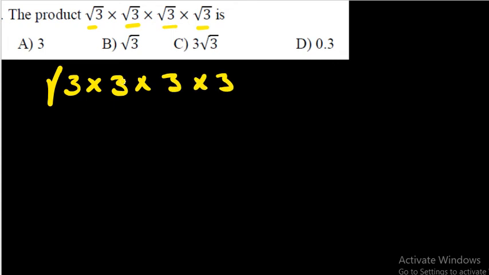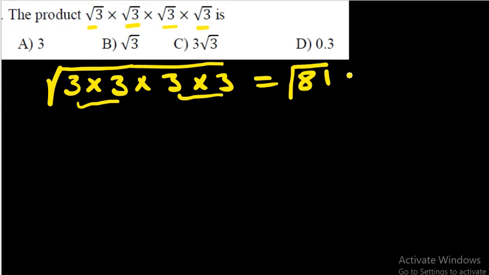The first question: radical 3 times radical 3 times radical 3 times radical 3. What is the product? All of them are in radical, so we can keep them in one radical. 3 times 3 times 3 times 3. There are four 3's. All of them are in radical, so I can keep them in one radical because the index for all are the same. When you multiply 3 times 3 is 9, and 9 times 9, you know it's 81. The square root of 81 will be 9 because it's a perfect square number.